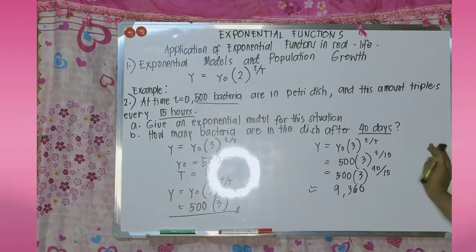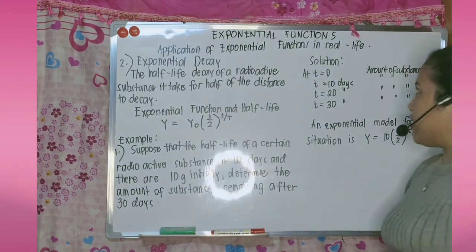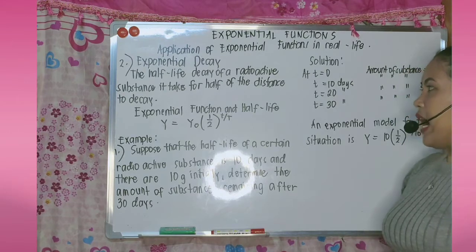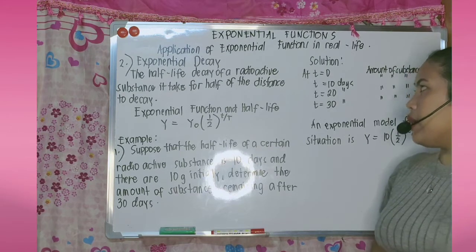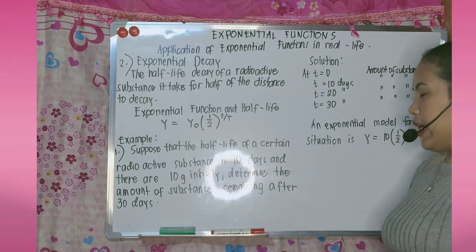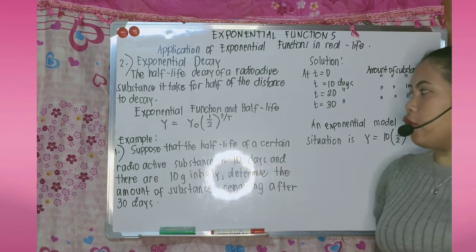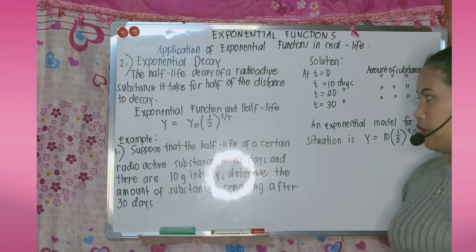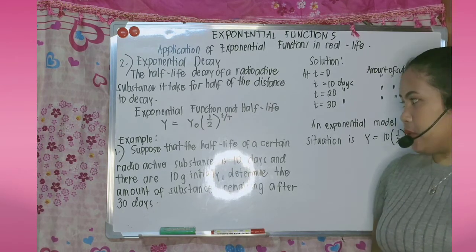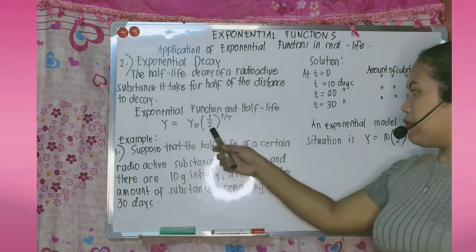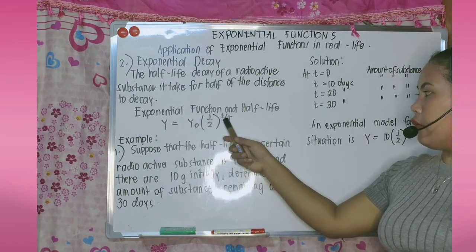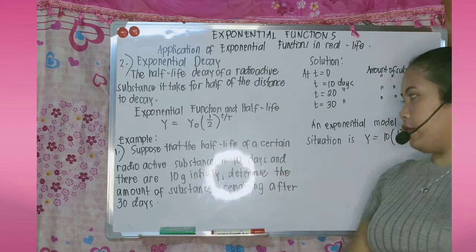Okay? And application of exponential function in real life. So we have exponential decay. So the half-life decay of a radioactive substance is the time it takes for half of the substance to decay. So we have the given formula for exponential function and half-life. So y equals y sub 0 times 1/2. So saan po galing yung 1/2? Yung half-life natin. Raised to t over T, yung number of time natin.